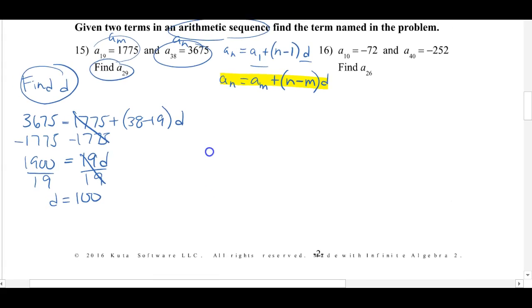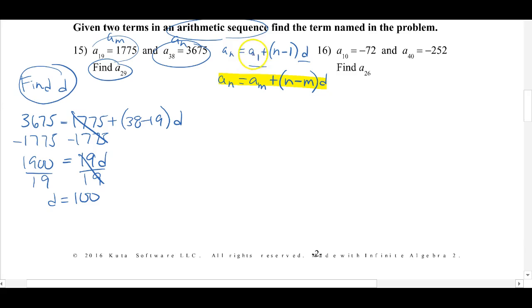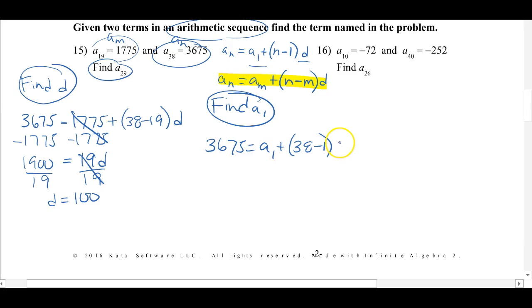But in order to find this term, I need to know the first term. So now that I know the difference, I can find the first term. So now I'm going to find A1. To find A1, I plug in what I know, take one of the terms I'm given, 3675, and I'm looking for this term, A1. So it's going to be plus N minus 1, but remember N in this case is 38 because we're using 3675, subtract 1, and then times the difference, which we just found.